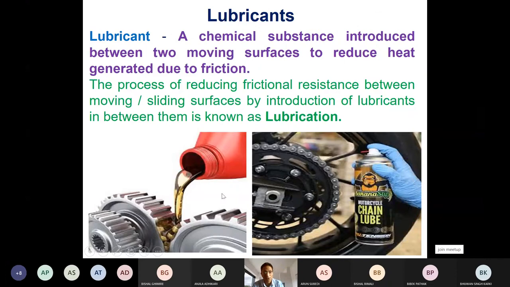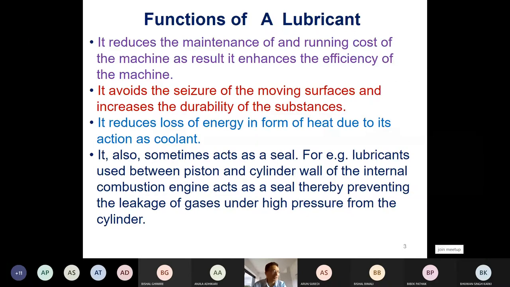Now, the function of lubricant may be asked many times in the examination. It reduces the maintenance and running cost of the machine. As a result, it enhances the efficiency of the machine. The machine should be given for regular service. Then in service time, the expert will use lubricant on different types of moving surfaces of the machine. So it reduces maintenance and running cost of the machine. As a result, it enhances the efficiency of the machine.